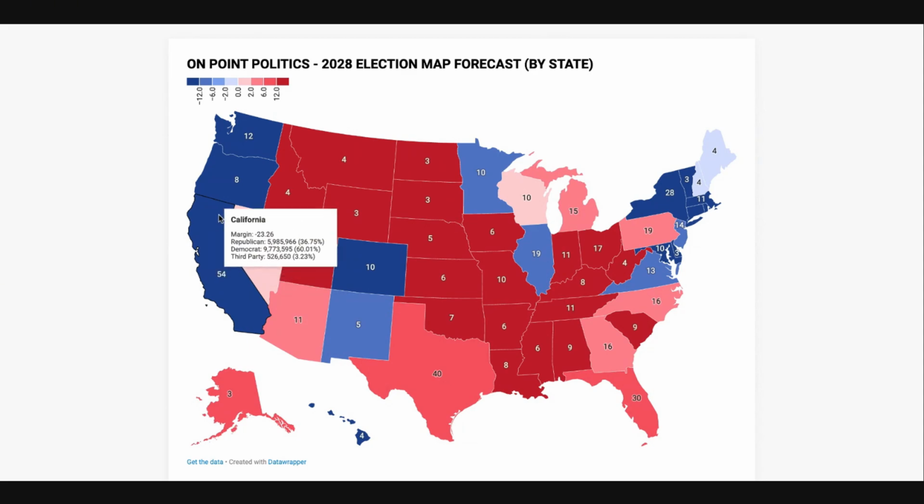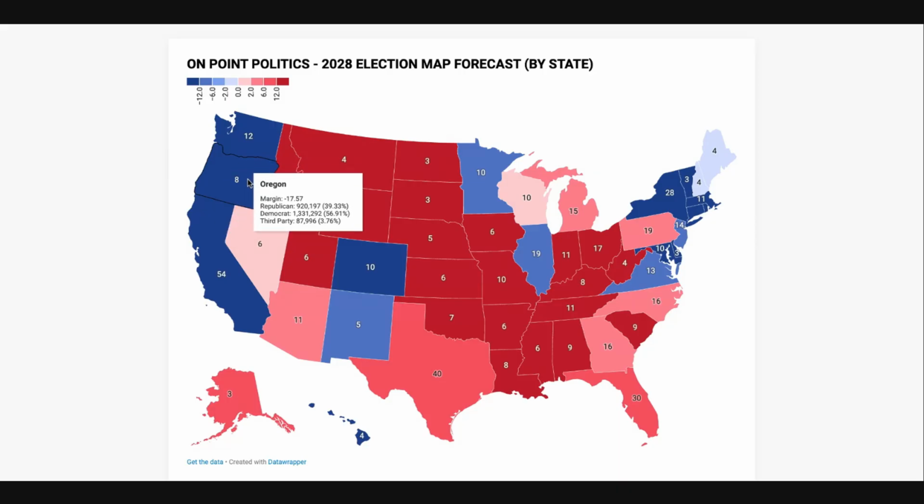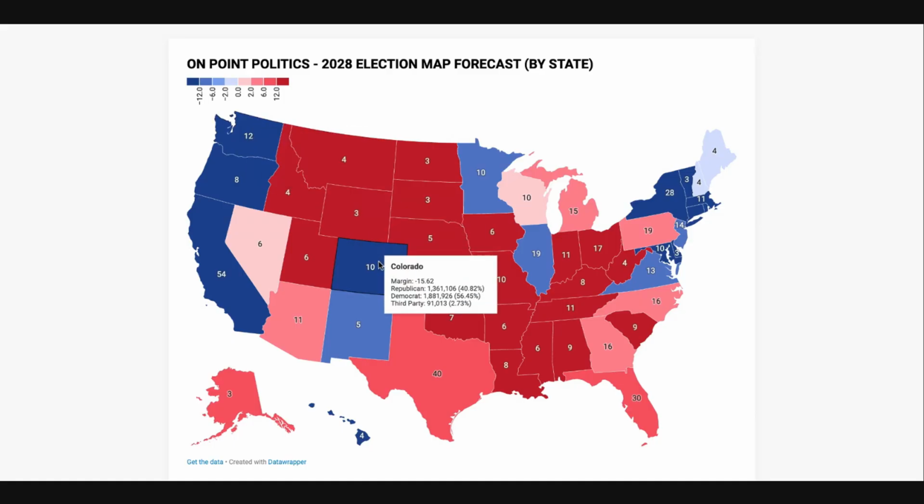But Buttigieg is overperforming Harris's vote total in the state of California by just a couple points, with some Hispanic and suburban voters. Oregon, a 17.8 percentage point win for Pete Buttigieg, and Washington, a 23-point victory for Pete Buttigieg there. In Colorado, we see about a 15.6 percentage point win, a 520,000 vote margin separating both candidates.